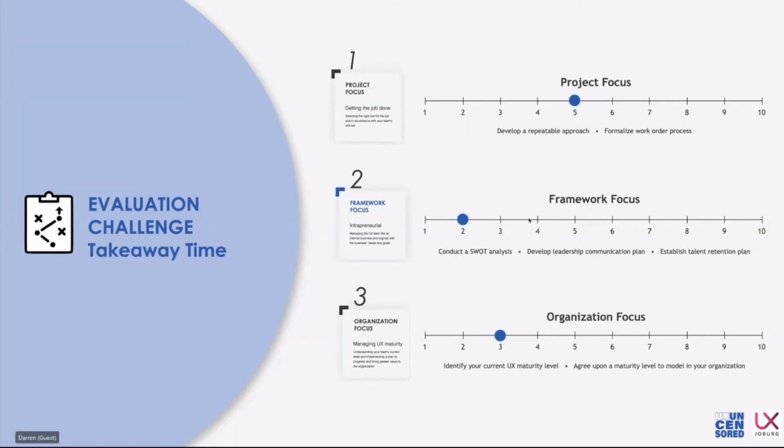And then lastly, what would you do to help drive your organization forward? What kind of things could you do? I hope you're writing down some ideas here, but take the ones I've got here too, if that works for you. But you need to come up with a plan. Identify your current UX maturity level, agree upon a maturity level to model in your organization, and get to it. Get busy. If you need to, as we stated earlier, create one. But make sure that you are executing plans to drive these things forward.